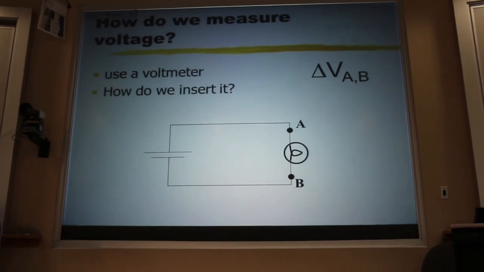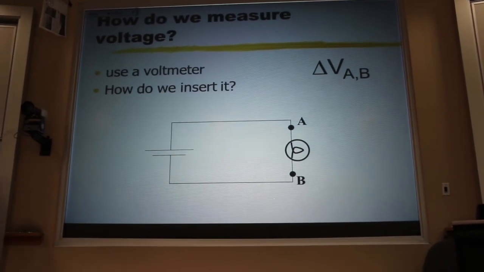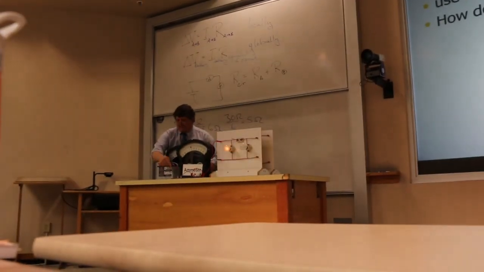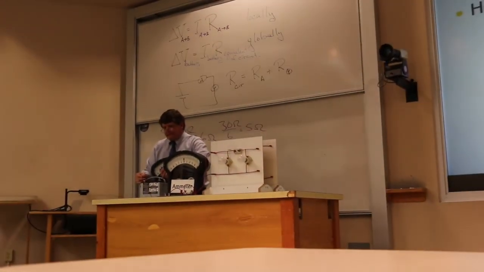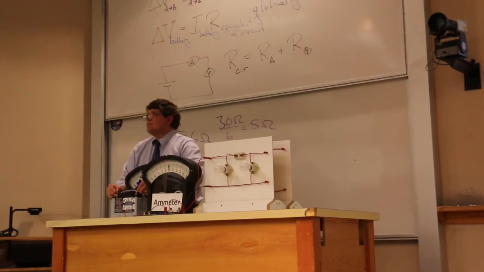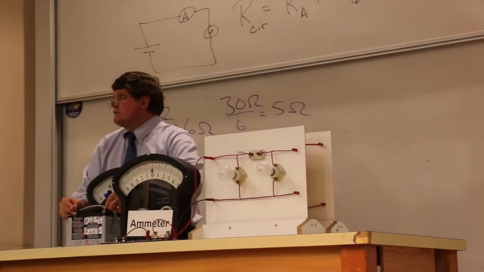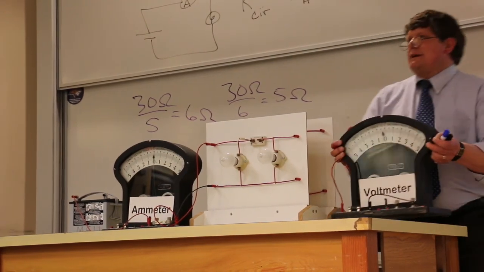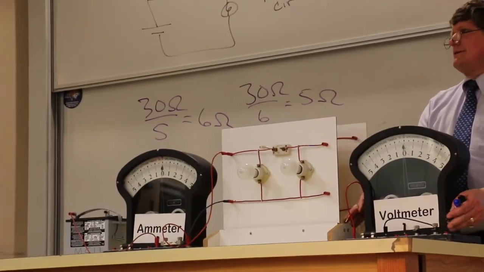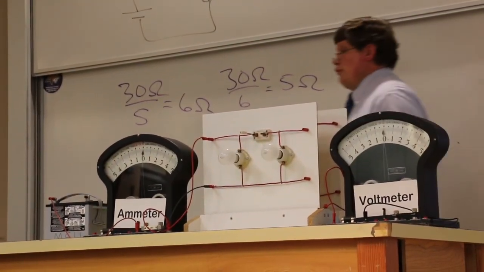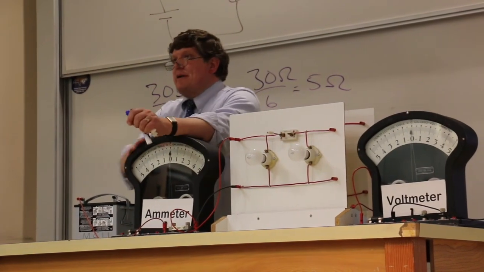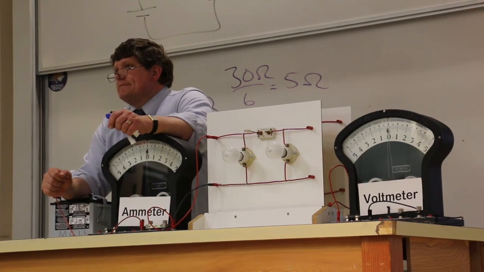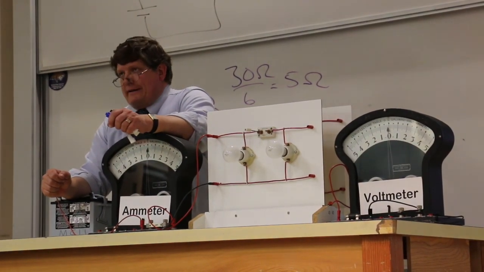That's what allows me to take a voltmeter and hook it directly across the battery. I didn't melt my voltmeter. Could I do that with an ammeter that acts like a wire? No, no. If you take an ammeter and hook it directly across the battery, you have bought it. Okay, because you just melted it.